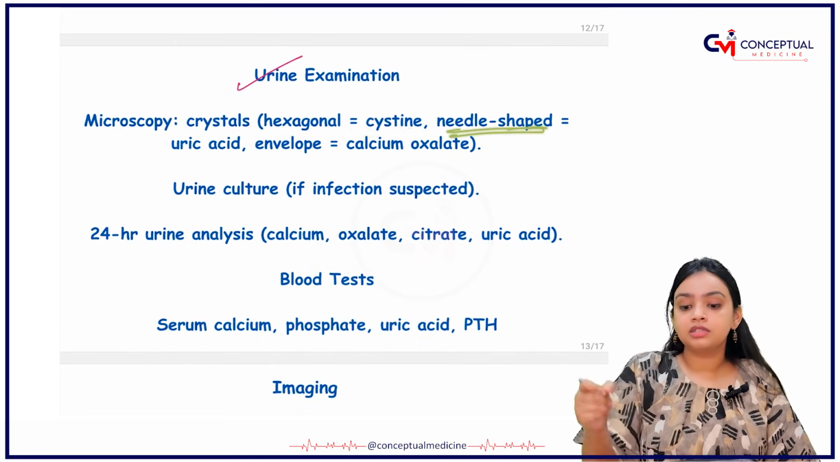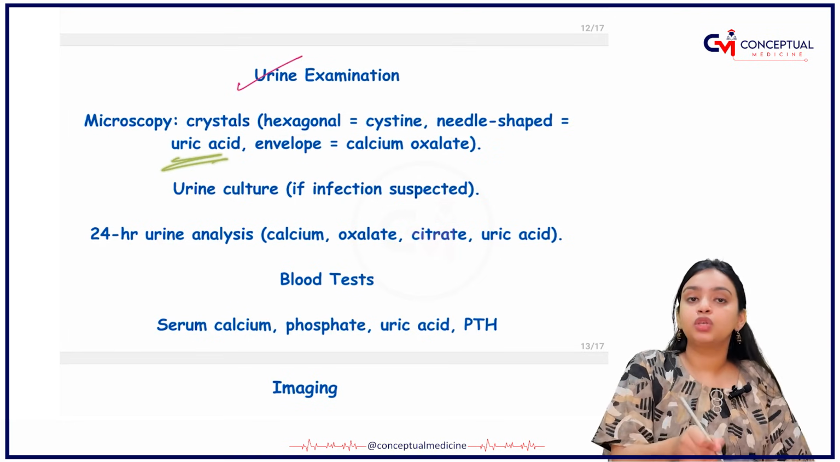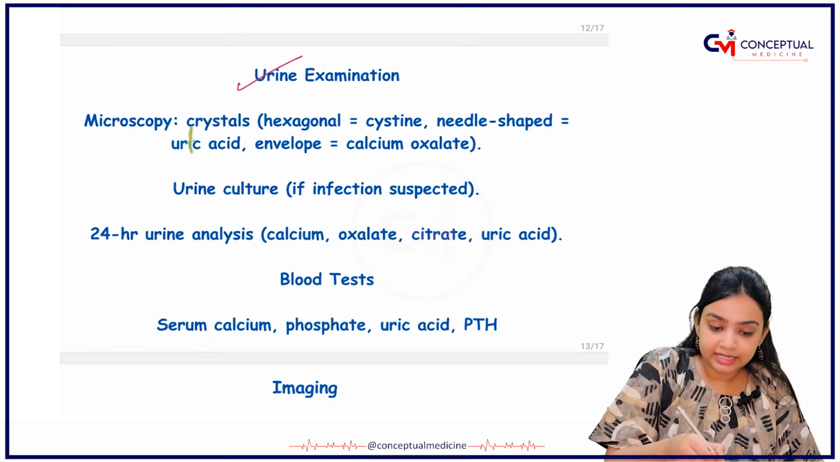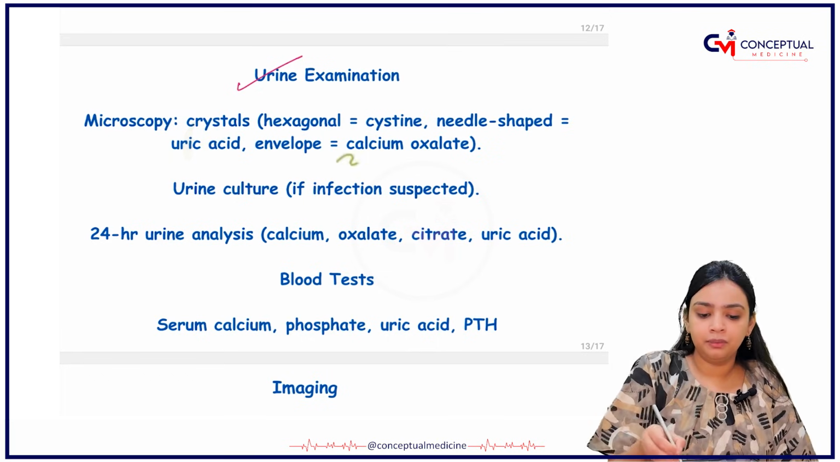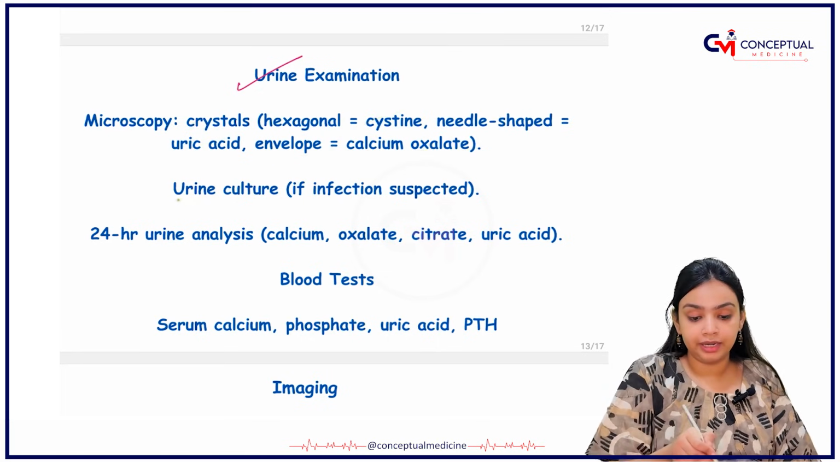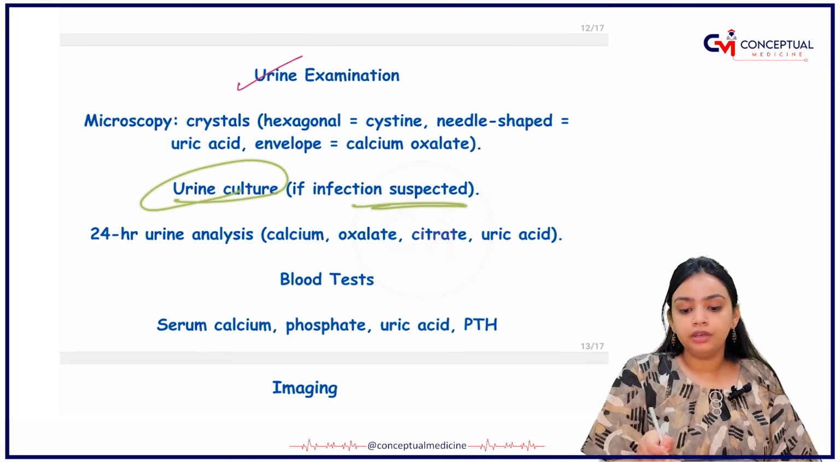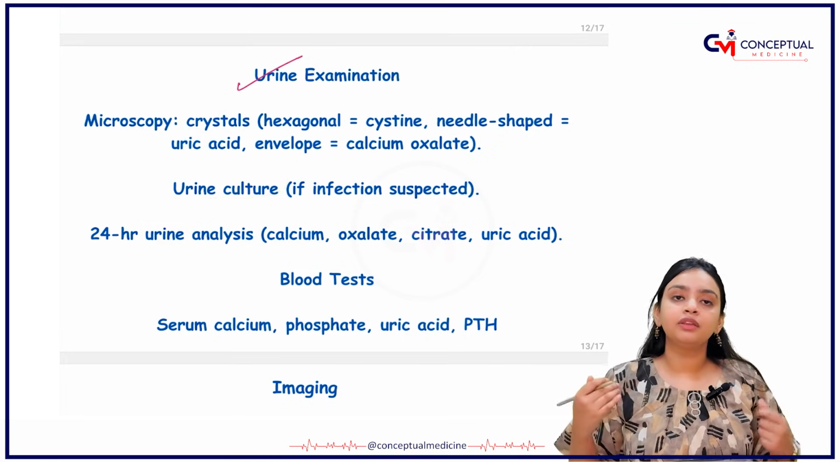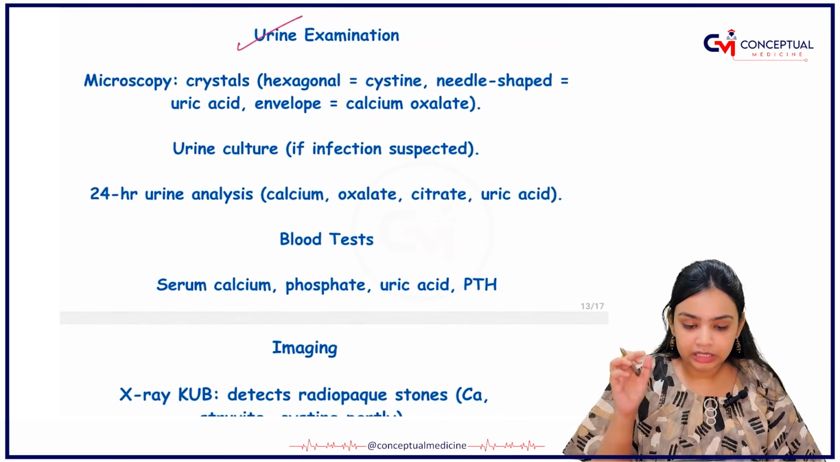If the crystals are needle shaped, it is uric acid. See, uric acid has an I, meaning needle. If it is envelope shaped, diagnose it as calcium oxalate. For the urine culture, if infection is suspected, then you have to do the urine culture as well.